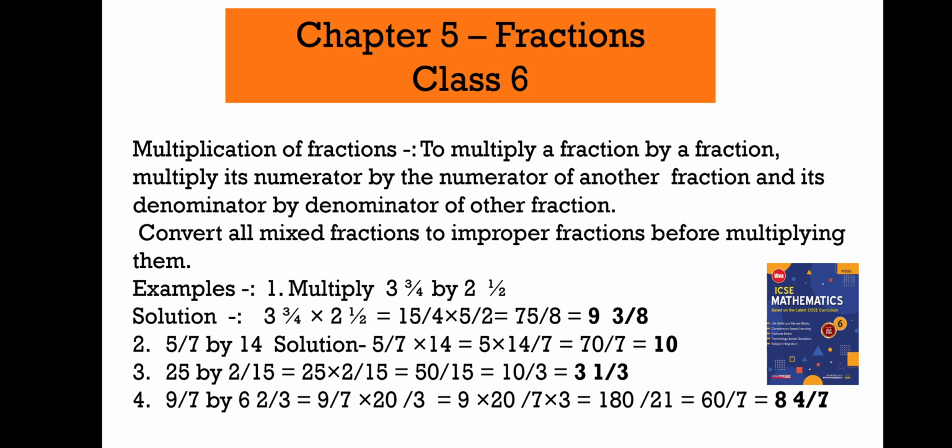Fourth question. 9 upon 7 by 6 2 by 3. Now 6 2 by 3 is a mixed fraction, so we have to convert it into improper fraction. 9 upon 7 multiplied by 20 upon 3, because 3 6s are 18 plus 2 is 20. So 9 into 20 upon 7 into 3, that is 180 upon 21, which is nothing but 60 upon 7, because both are divisible by 3. 3 6s are 18, 0, so 60, and 3 7s are 21. So 60 upon 7 is the answer.